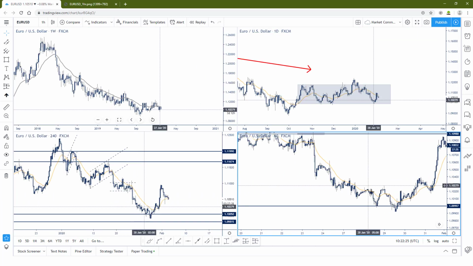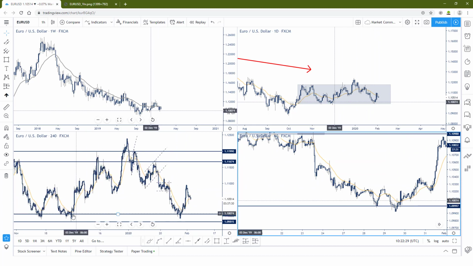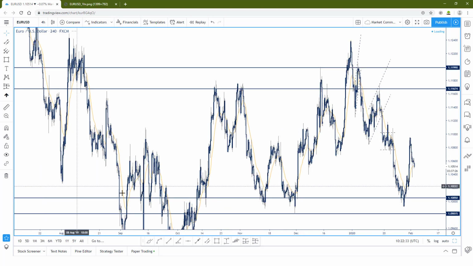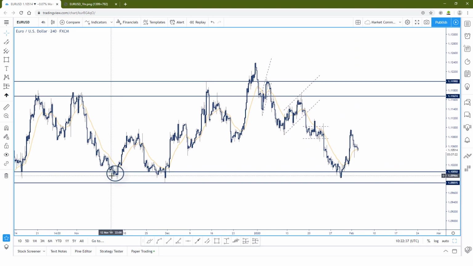And if you look at his take profit here, you can see why he took his profit there, because this is a key support back from November 2019 here. Let me just zoom in a little so you can see better. Back from here, November 2019, and here as well.